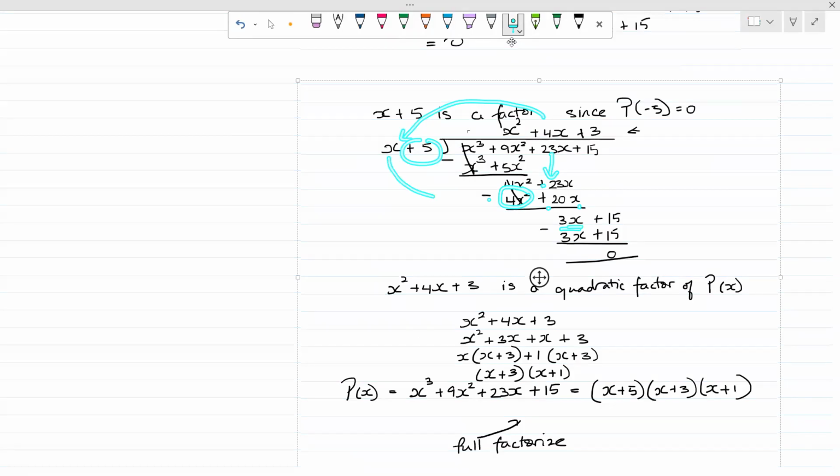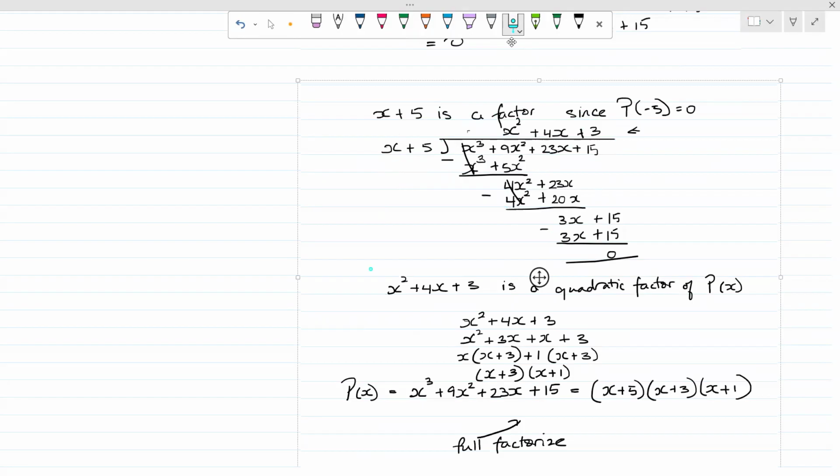And then I'm back here again. X into 3x to give me 3. Then 3 by x to give me the 3x. And 3 by 5 to give me the 15. Bring this 15 down, I'm getting 0. Right? We're supposed to get 0 because x plus 5 is a factor. What this is going to give me, though, is a quadratic to the top. This is actually the other factor.